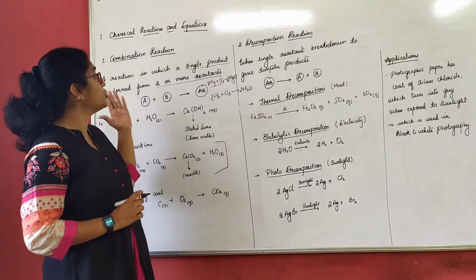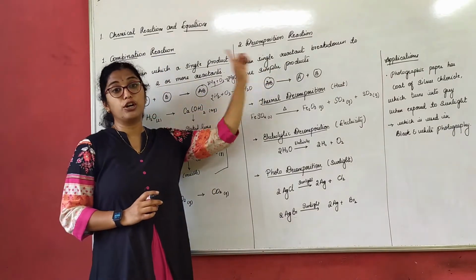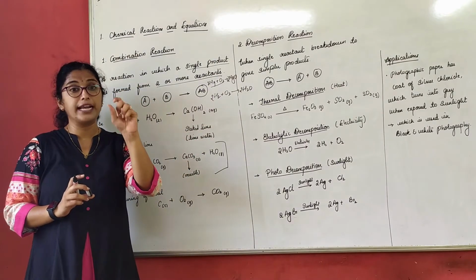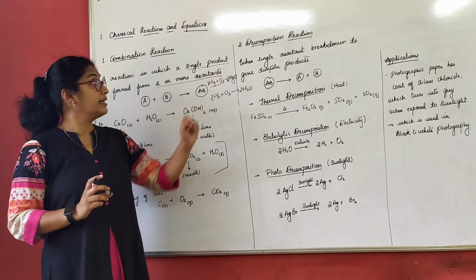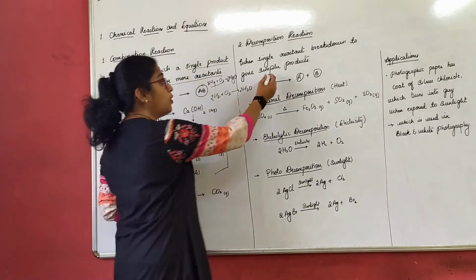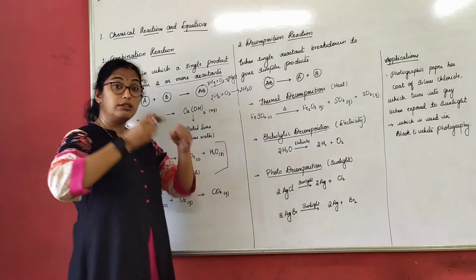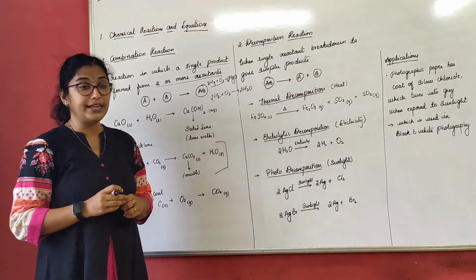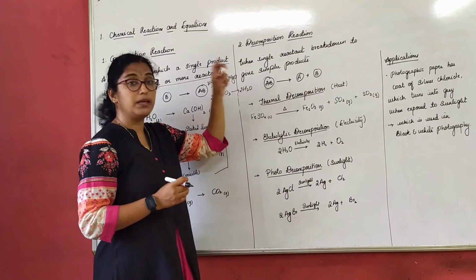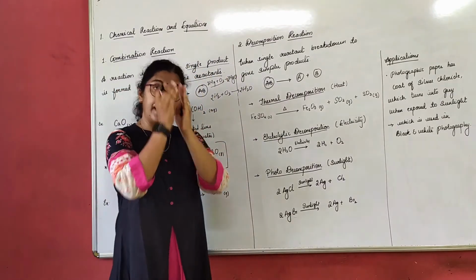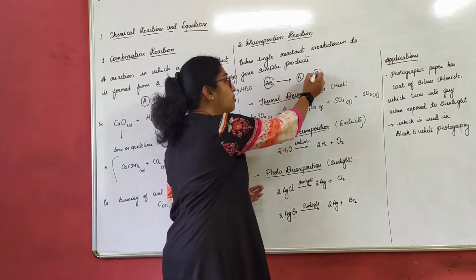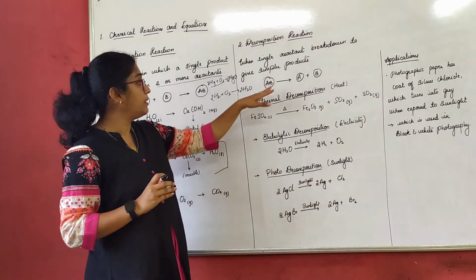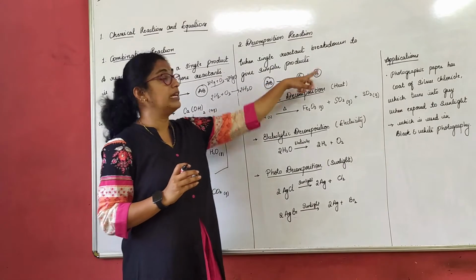Now, decomposition is the complete opposite of the combination reaction we have studied. Combination was combining two things to form one thing. In decomposition, you have one compound, and that compound is broken down into simpler molecules. That means we have AB as one compound, we break it down and form two simpler molecules or compounds. For example, I have written AB broken down into two.